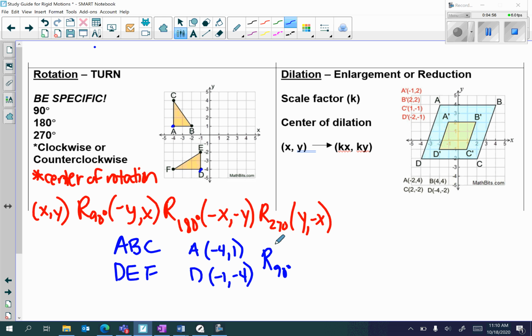Next, let's look at dilation. Remember, a dilation is an enlargement or a reduction. It's either getting bigger or smaller. The scale factor k is what we're multiplying each coordinate by. Don't forget, there's also a center of dilation. So if we start out with the coordinate x comma y, we multiply by the scale factor to each individual coordinate. So notice here, my pre-image A, B, C, D, and my image A prime, B prime, C prime, D prime. It's getting smaller. So if I look at A, which is negative 2 comma 4, and A prime, which is negative 1 comma 2, I have a dilation of 1 half. It's getting smaller.